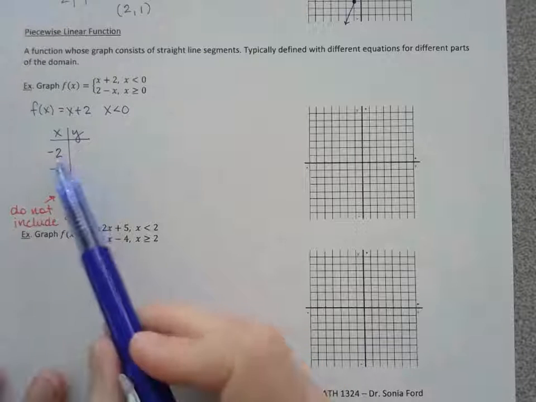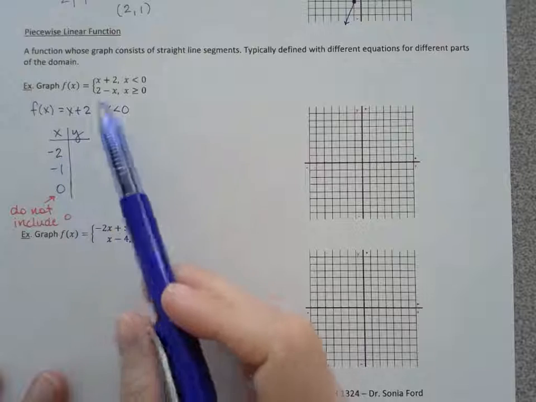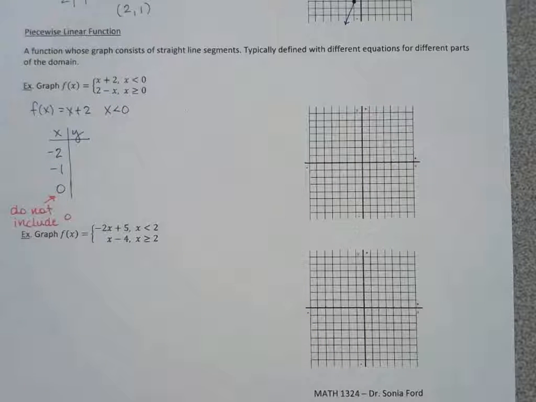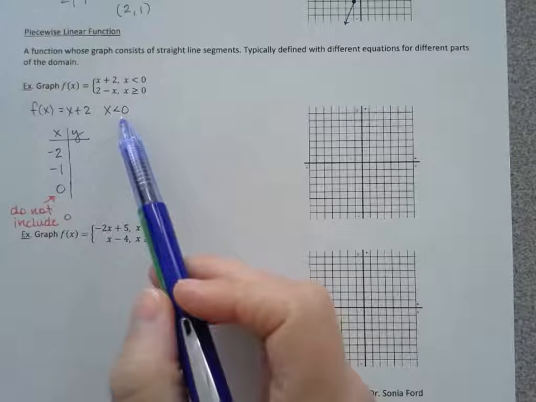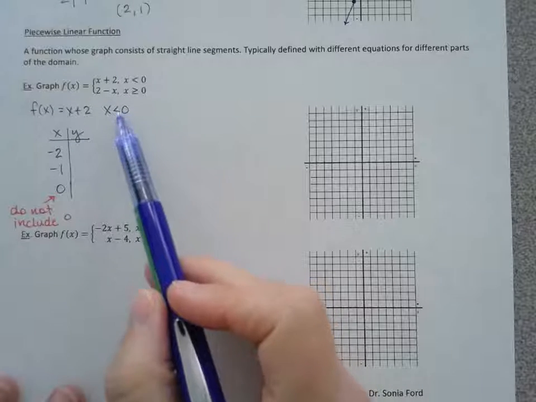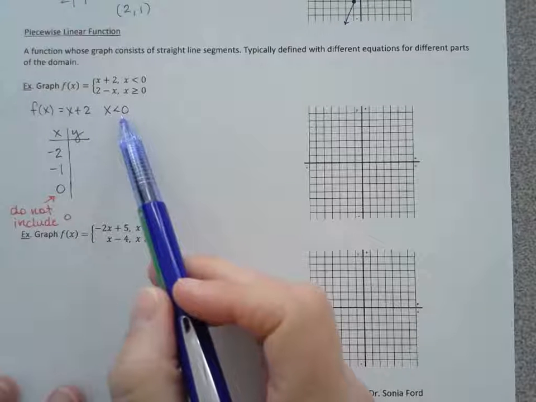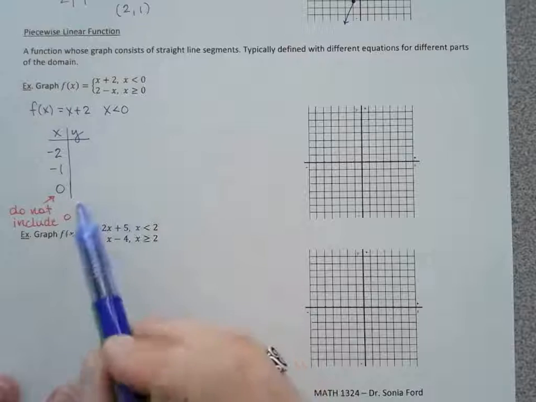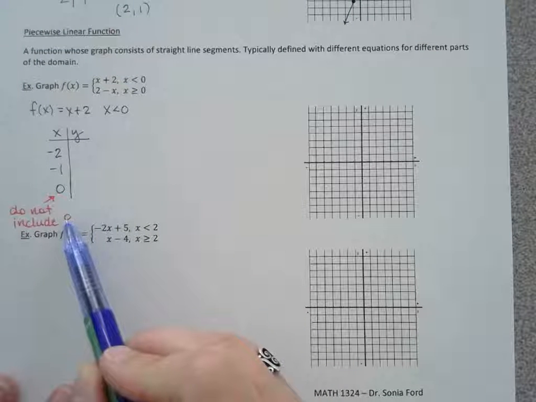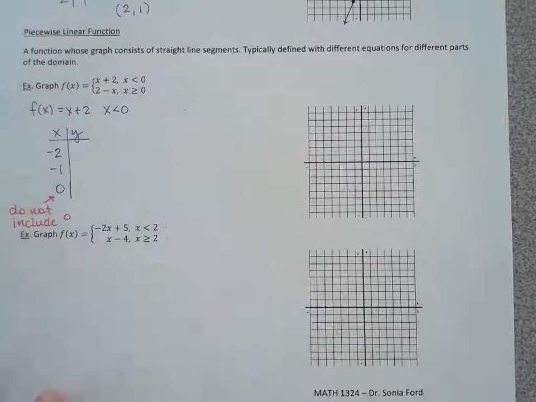Okay, so I'm going to take each value and plug it into the function, just like we did before. Why aren't you including 0? Because it's strictly less than 0. If this had been less than or equal to, then we would include 0. With the line under? With the line under, yes, exactly. And then we would have a closed-in circle. So we'll do that on the second part.